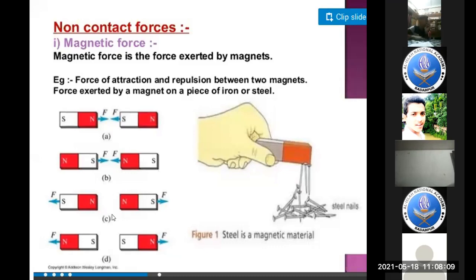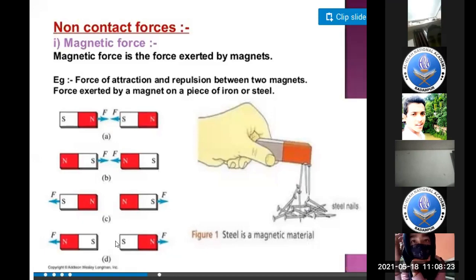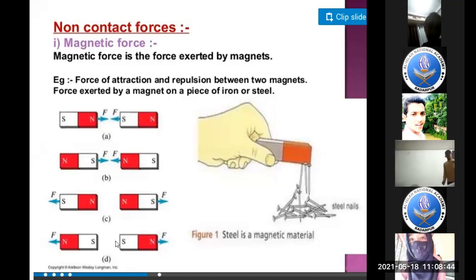But in the C example, you can see both sides are same. If north and north, they will not attract. If south and south, they will not attract. Understood? It should not be same. If both are same, they will not attract. Correct or no? And if both sides are not same, that means they will attract each other.